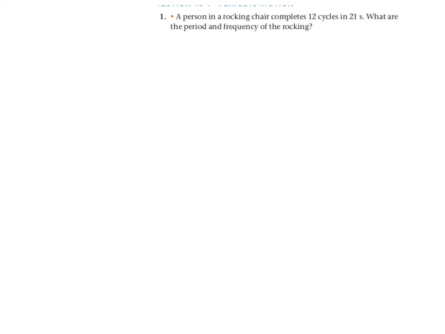Chapter 13, Number 1. A person in a rocking chair completes 12 cycles in 21 seconds. What are the period and frequency of the rocking? So this is relatively straightforward.